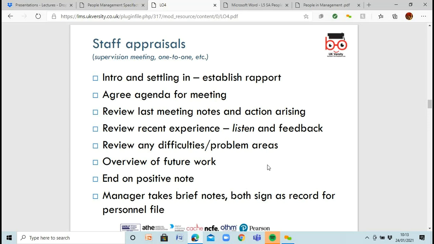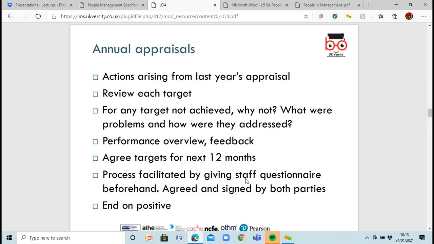You're reviewing any difficulties that you might have had, any problem areas. You're overviewing any future work. You end on a positive note, and then the manager will take brief notes, and both the manager and the employee will sign them as part of the personnel file for your own records.